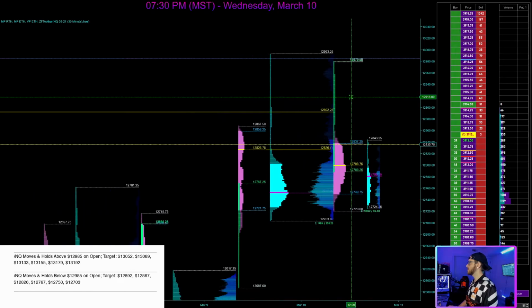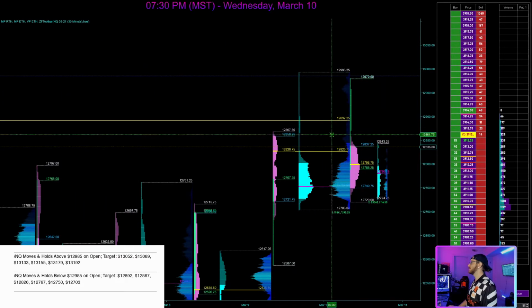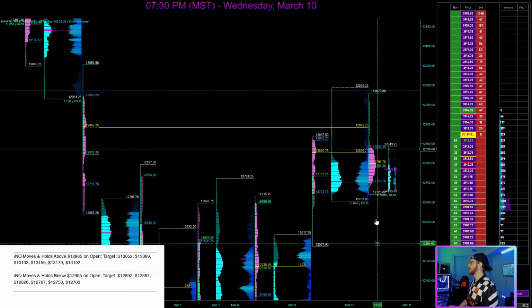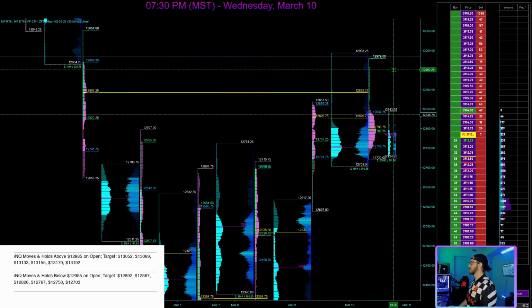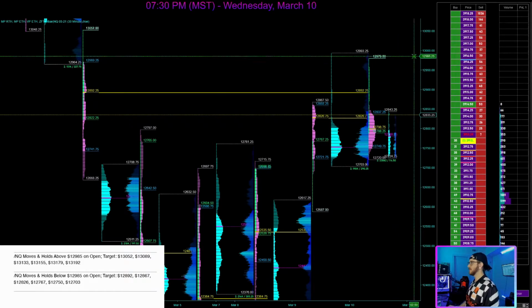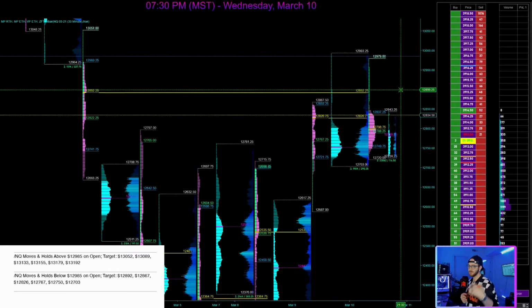You can see that was the naked point of control from this March 3rd session right here, and that was hit in the initial balance. So we got nearly a 100-point move to hit that first target off of the line in the sand, which is beautiful. Anybody who's even taken fractions of that move did very, very well today.